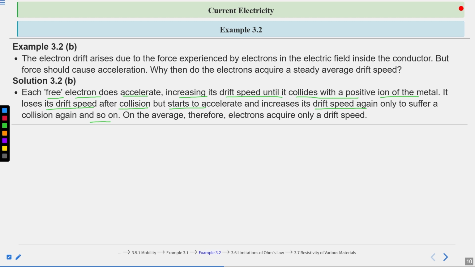Okay, so these drift velocities are different for every case. So on average, we are taking the average of all the drift velocities. So this steady value is an average, not a specific value. A specific value may vary according to the acceleration or the path covered, but the average value is steady. On the average, therefore, electrons acquire only a drift speed. Okay.